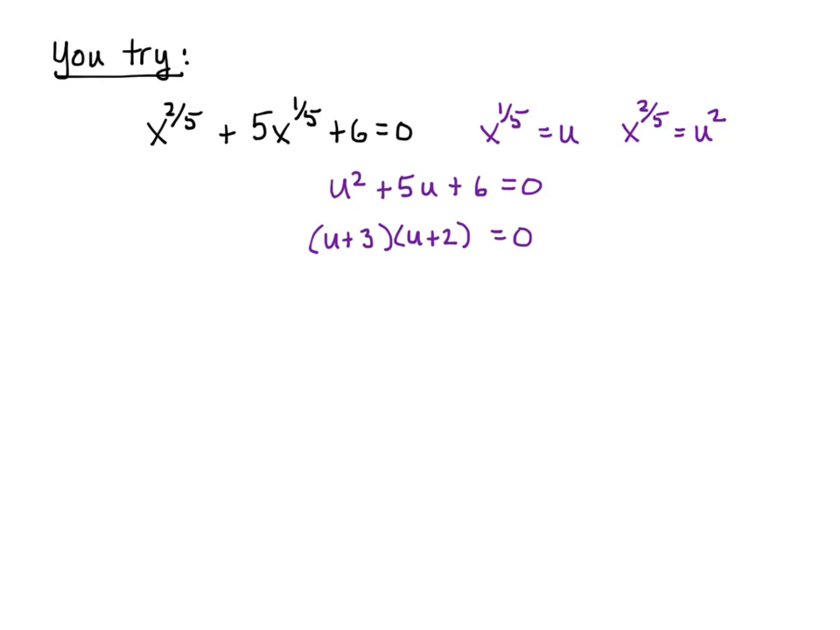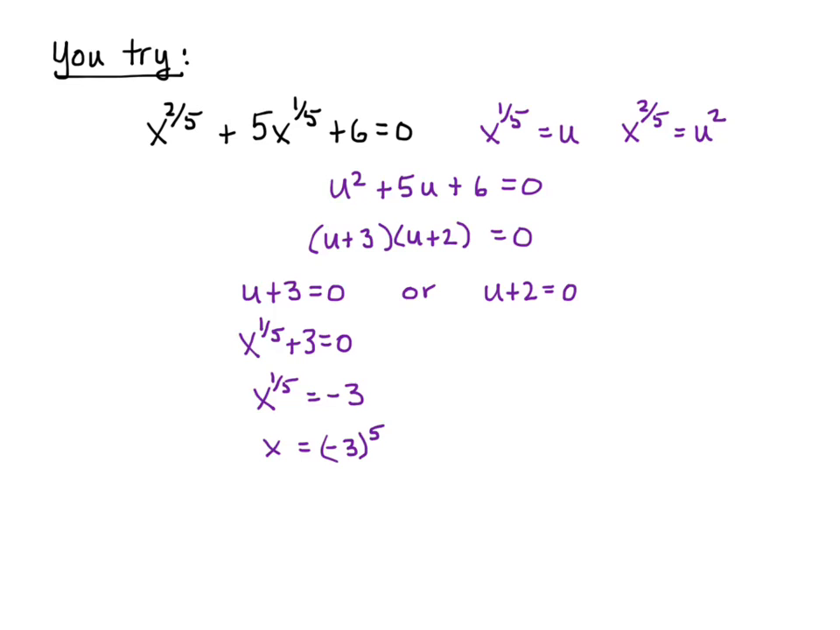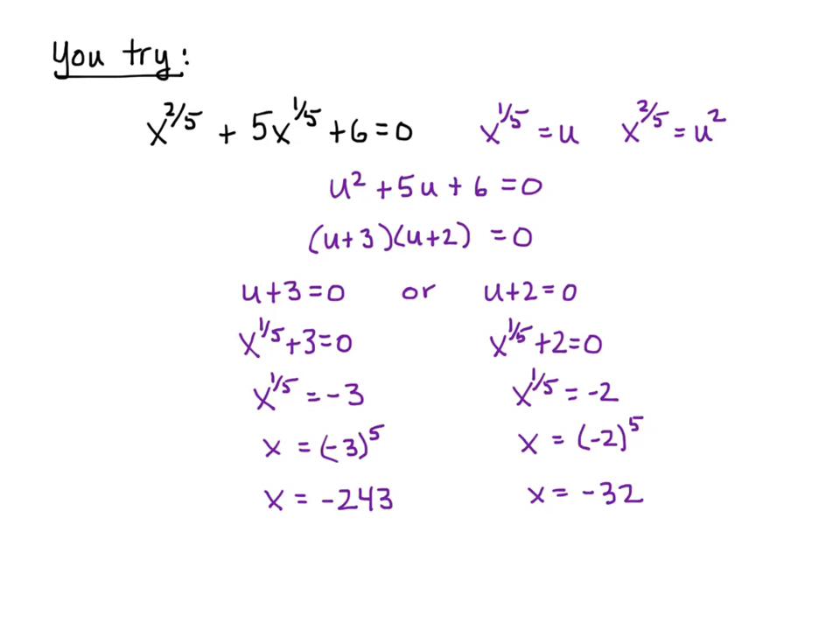And then you can say x to the 1/5 equals negative 3, and you get x equals negative 3 to the 5th power, right? And so that's going to be negative 243. Okay. And then you got the other side? Yeah. Similar treatment? Yeah, same. Okay.